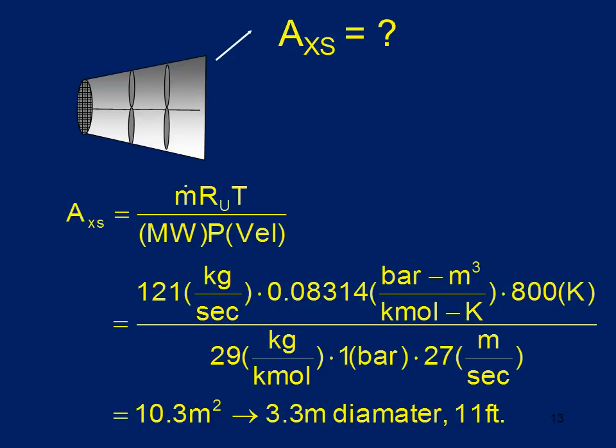By the way, I'm setting the velocity times the cross-sectional area as the volume flow, and volume flow is proportional to your mass flow. So the area is mass flow times RT divided by P, molecular weight, and velocity. Plug in all my numbers and I find that I need, at the exhaust of that turbine, 11 feet diameter. That's a fairly large duct in order to accommodate that velocity. If I try to put it through a smaller duct, it's going to be going even faster.